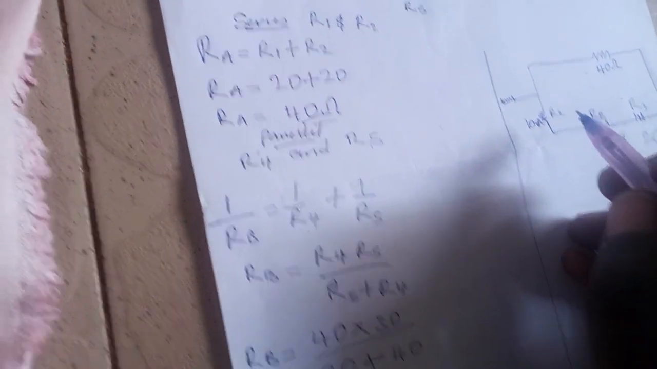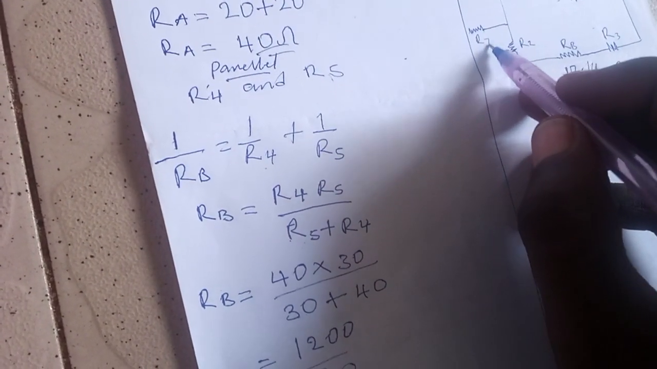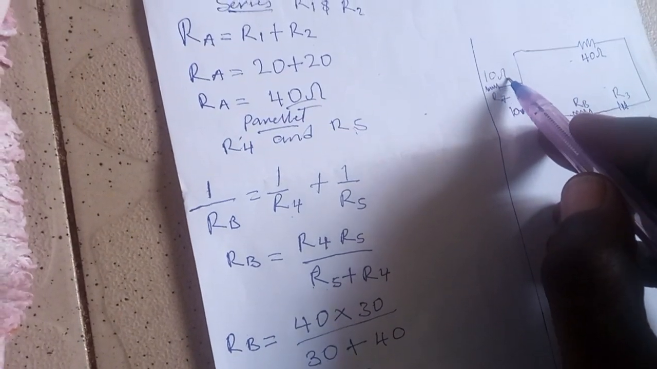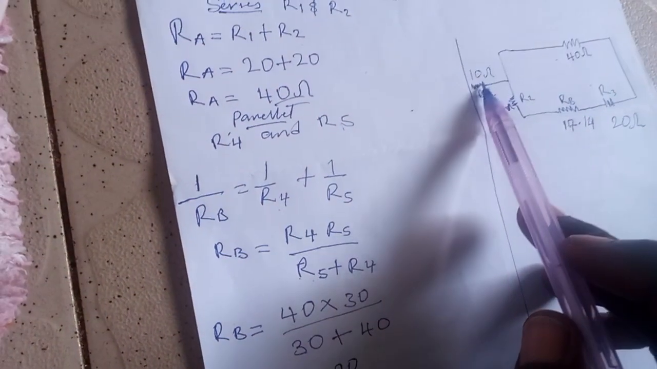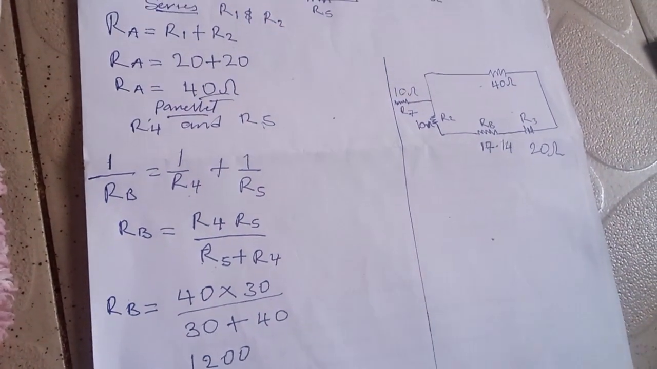Okay. Then when you come back to this particular side, this is our R7. R7 here was what? 10 ohms. You can see it from here. This is your 10 ohms. So you bring it back here. You come and draw another circuit there. So this is how you bring out the circuit now.